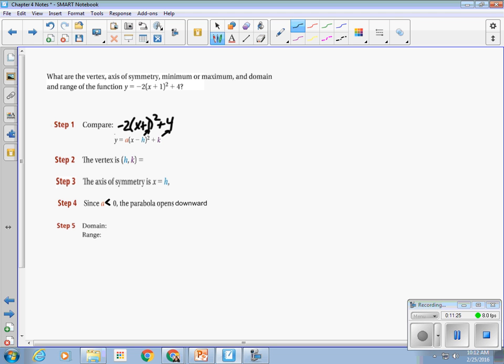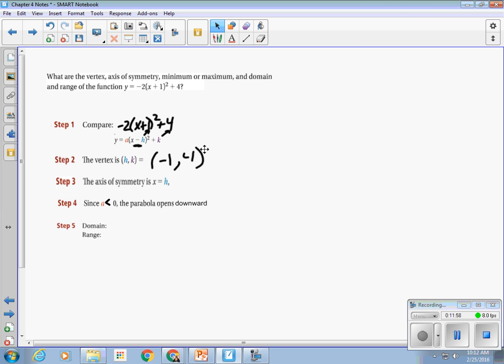So up here I have x plus 1. This down here says I want x minus our h value. Well, the only way to go plus 1 is to go minus negative 1. So the x coordinate of our vertex is negative 1. I like to think of it as it's the opposite sign of whatever is in that parenthesis. And then our k is the 4.